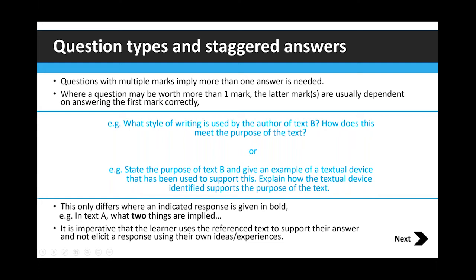The only time where this might differ is where an indicated response is given in bold. So, for example, in text A, what two things are implied? So the learners are prompted to identify two things and to give additional answers. It's imperative that the learner uses the reference text to support their answer and not elicit a response using their own ideas or experiences. So within the example there where it stipulates in text A, the learner must extract the answer from that particular text.